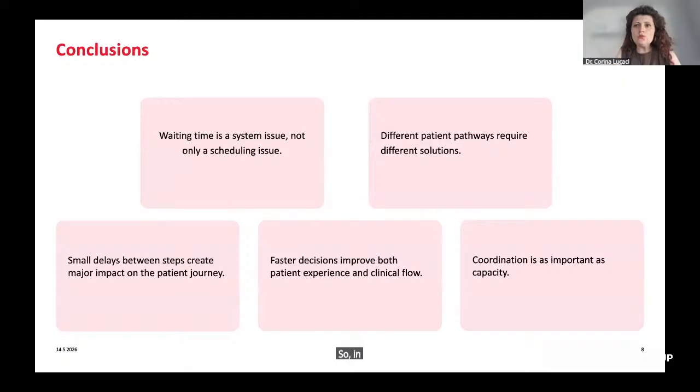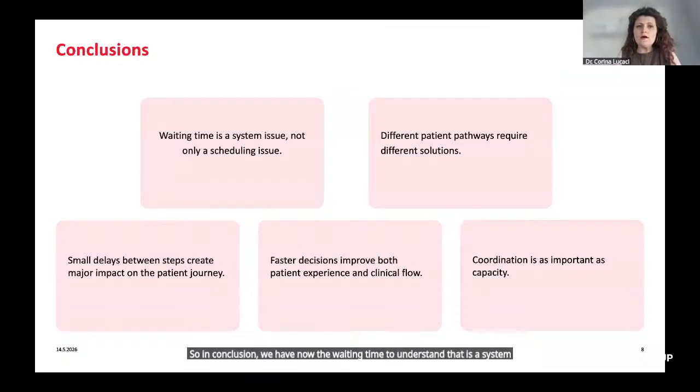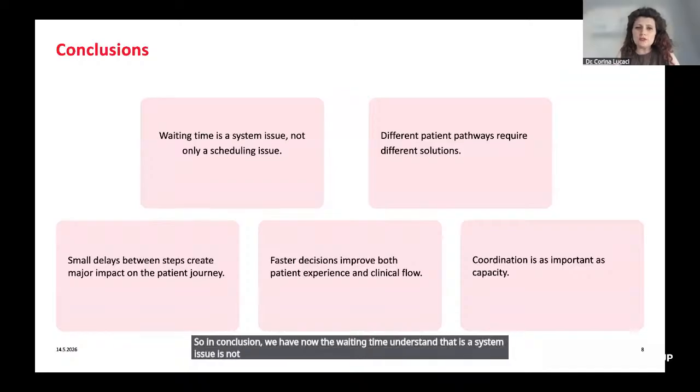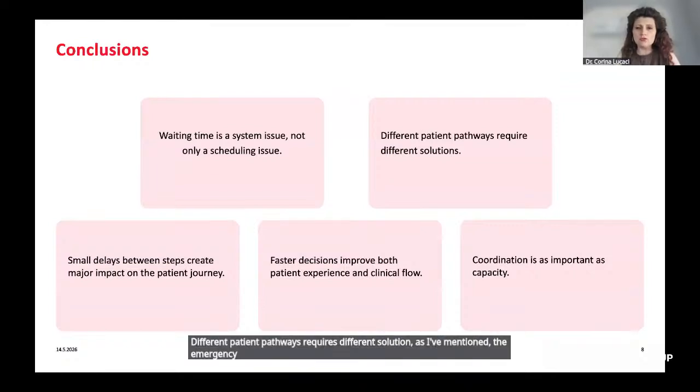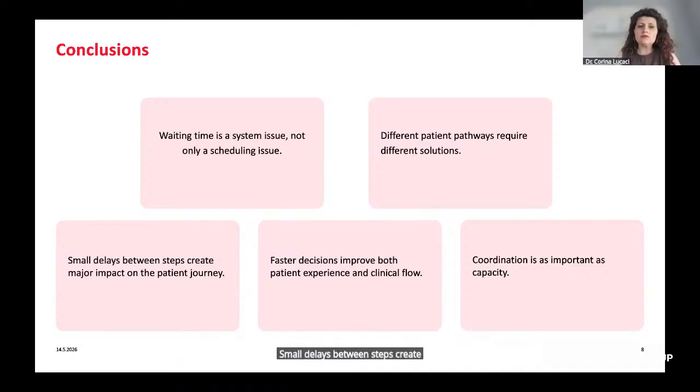In conclusion, we understand that waiting time is a system issue. It is not quite a scheduling issue. We tried to address it, and we obtained some good results. Different patient pathways required different solutions, as I've mentioned: the emergency, the outpatient, and the oncology. Small delays between steps create major impact on the patient journey.